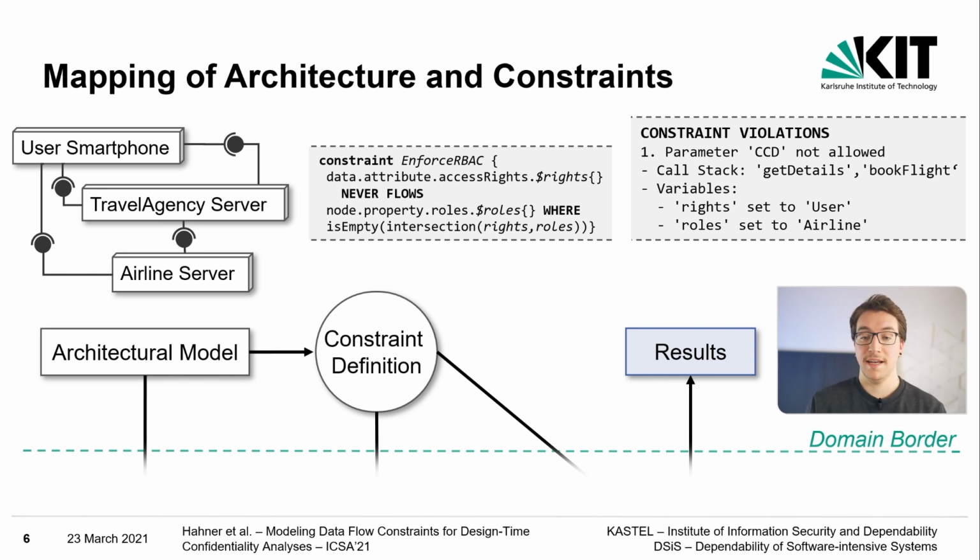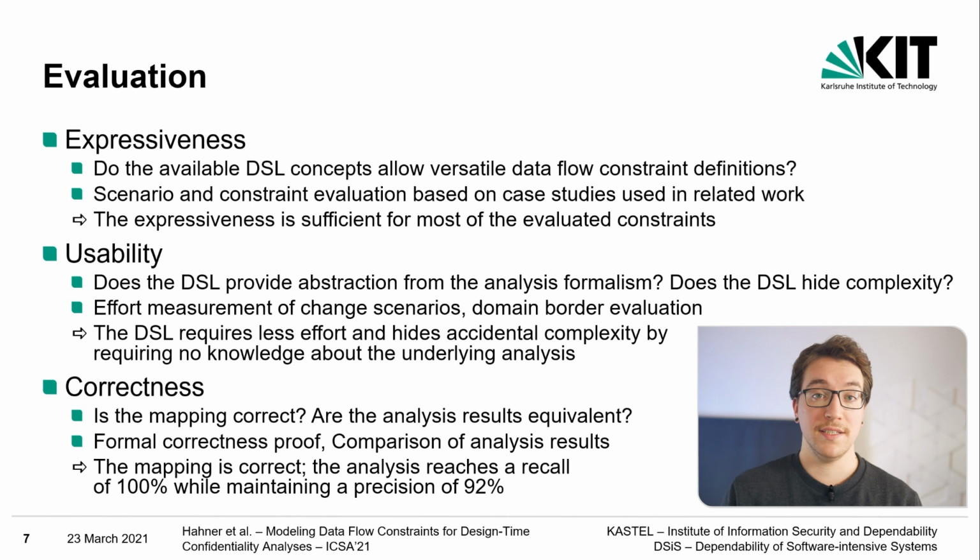In this example, a constraint violation occurs because data, namely the credit card details, flow from the user smartphone to the airline without the prior acceptance by the user, and this is, as we defined, a confidentiality violation. In this process, everything which is not important to the architects, namely the transformations and also the analysis process, remains hidden. In order to evaluate our approach, we consider the goals expressiveness, usability and correctness.